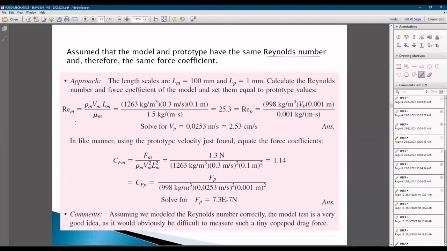The thing here is, for this particular analysis, what we need to make sure is that whatever the Reynolds number for the model, it must be equal to the Reynolds number for the prototype, or the actual. This is the actual, this is our model.